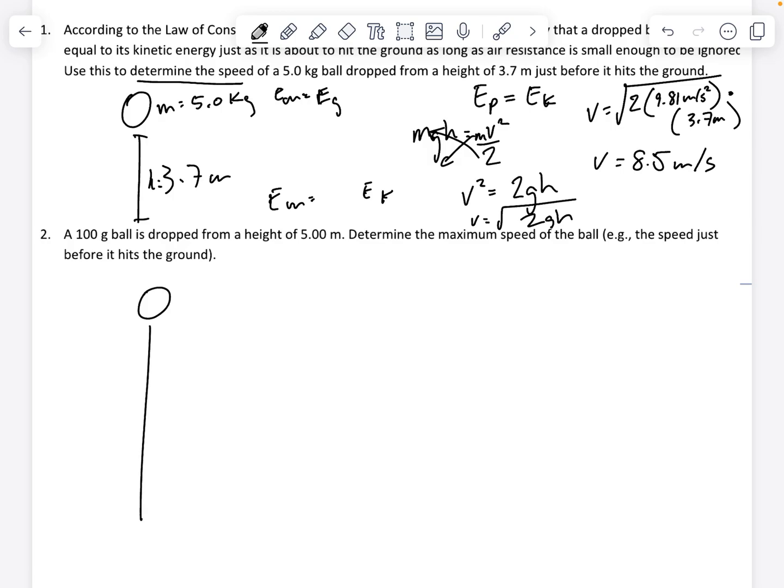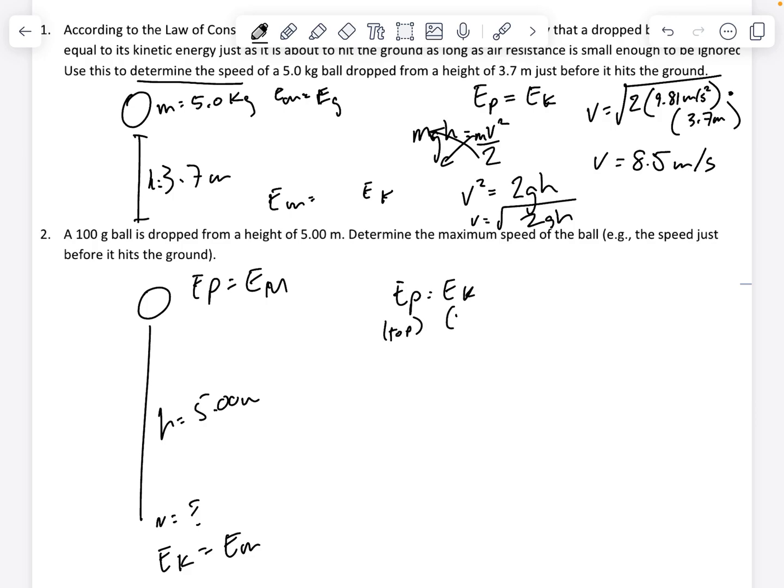Now in question 2, it's got a 1 gram ball dropped from a height of 5 meters. So the height is 5.00 meters. What is the maximum speed of the ball? So we want to know what the speed is down here, right? And up here, the EP equals the E mechanical because it's got 0 movement. Down at the bottom, the kinetic energy is going to be the mechanical because it's got 0 potential. So just like I was describing in the previous examples. And again, they want the speed. So we know that the EP at the top equals the EK at the bottom.